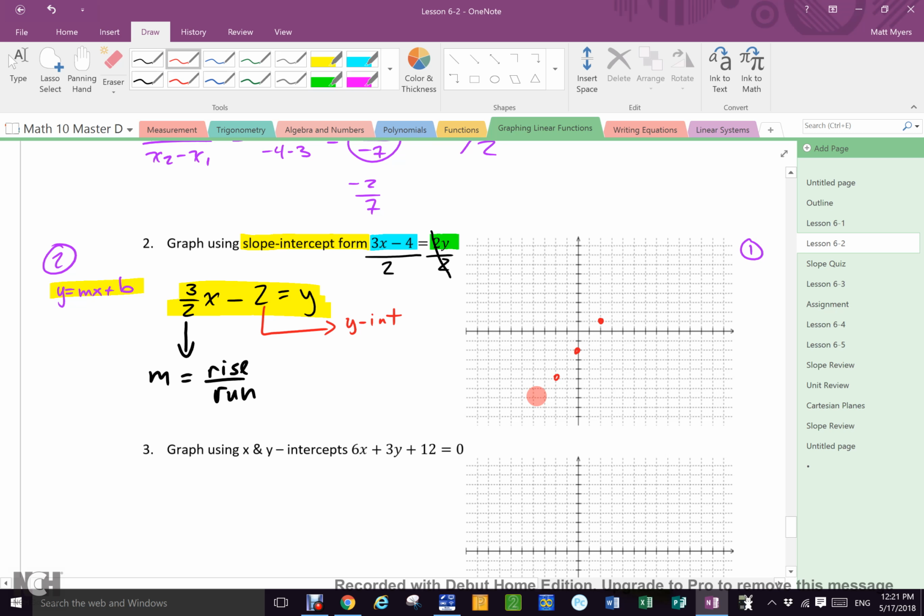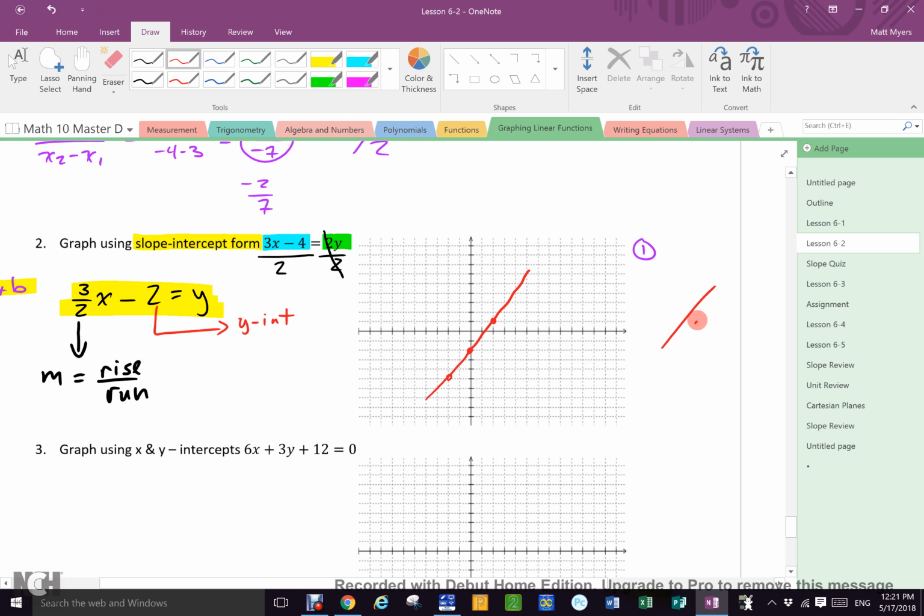If you did not put it into this form, you may only have 1 mark over here, assuming you graphed it correctly. If you did not put it in slope-intercept form, you don't get the full 2 marks. Your graph must go through negative 2 and then up 3 over 2, or down 3 left 2, to get the whole 3 marks available to you.